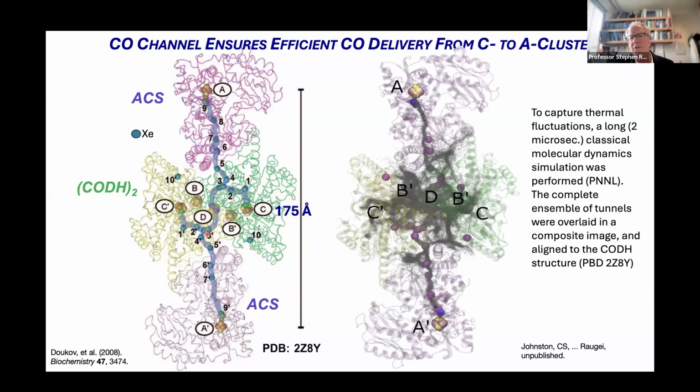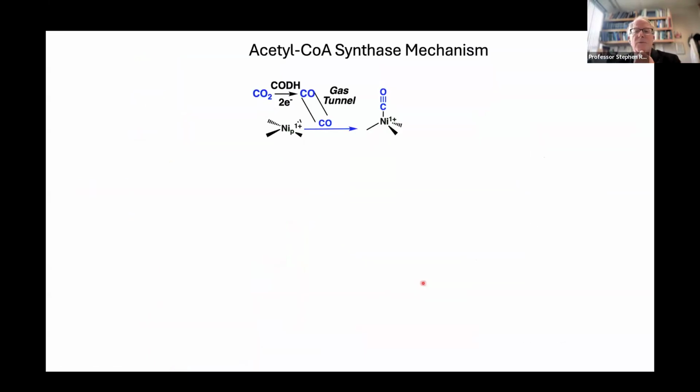And we've done computational studies with Simone Raugei at PNNL, who tells us that it's just hard to tell where the COs actually are. They're just zipping around through this tunnel very fast. But that pretty much follows the same path here. It's just that now we know more about the dynamics of that. That's unpublished at this point.